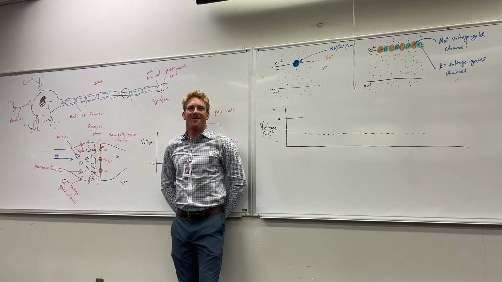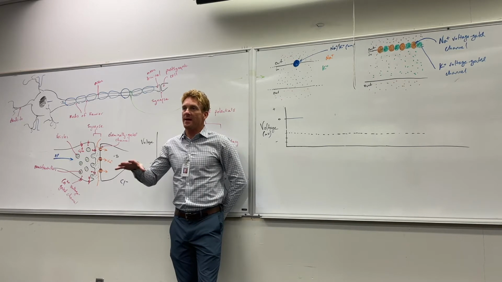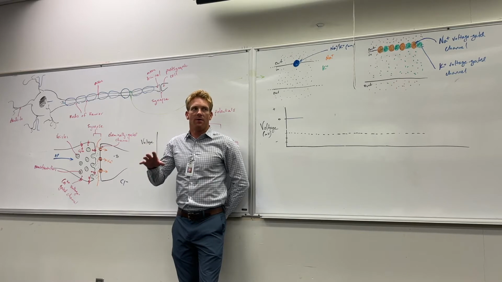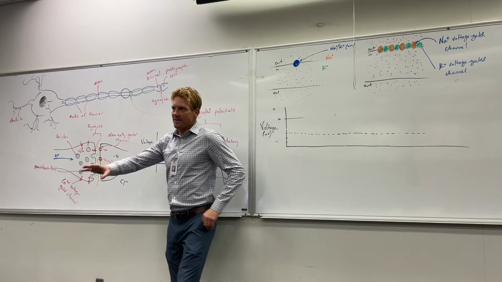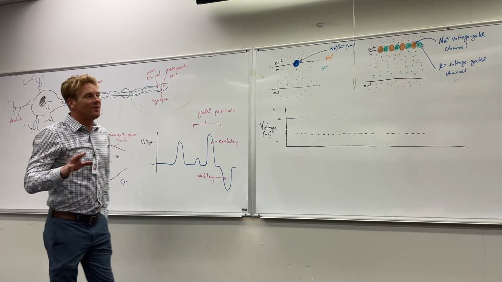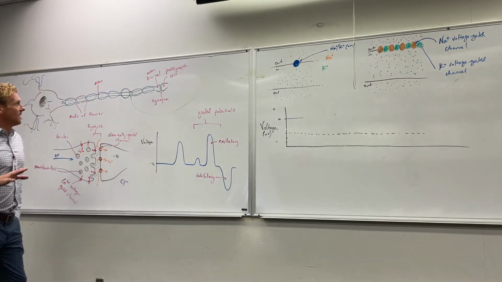Hi everyone. Today we're going to talk a little bit about how a neuron creates the signal that travels down its axon. Last time we talked about the parts of the neuron and all that good stuff.